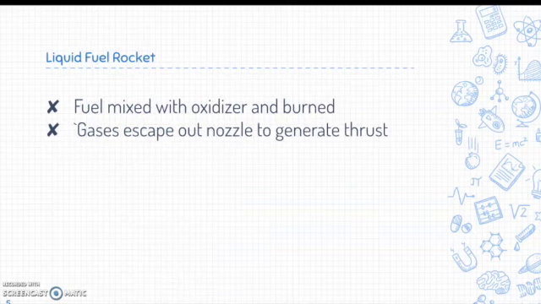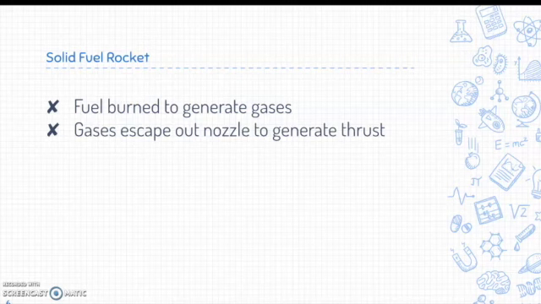A liquid fuel rocket has fuel mixed with an oxidizer and is then burned. The gases escape out of a nozzle and that generates thrust. A solid fuel rocket is where the fuel is burned to generate gases. Then those gases escape out of the nozzle and generate thrust.